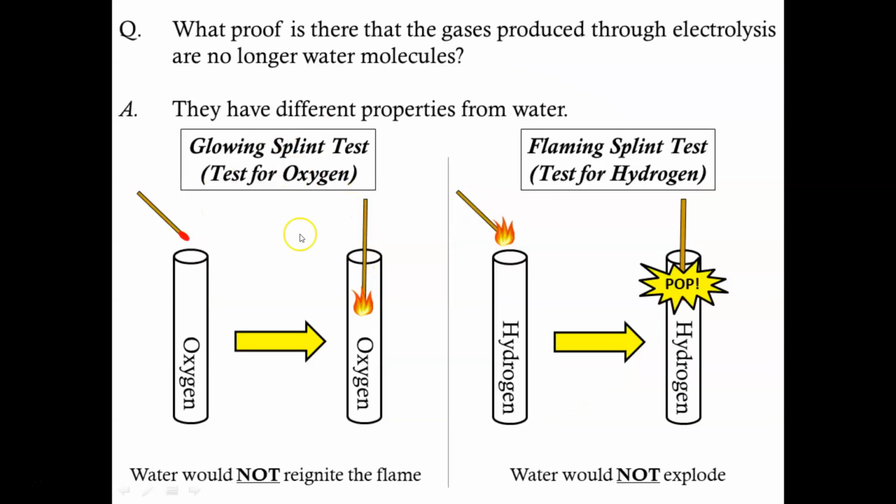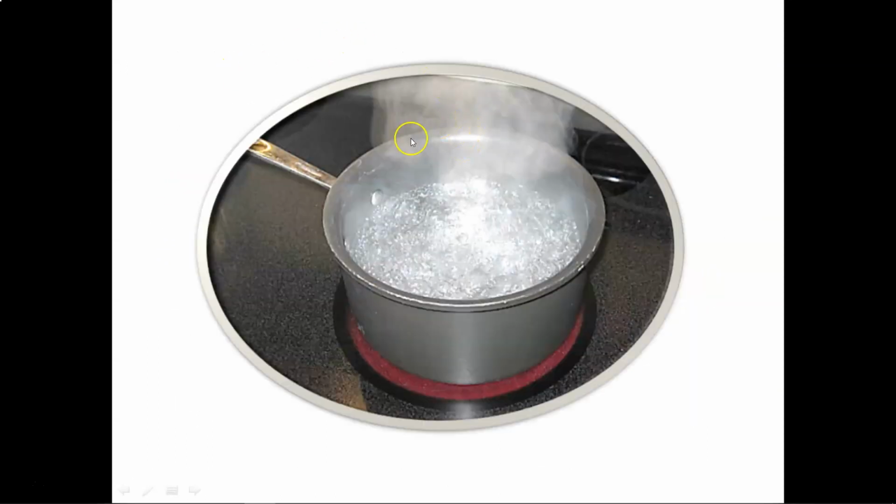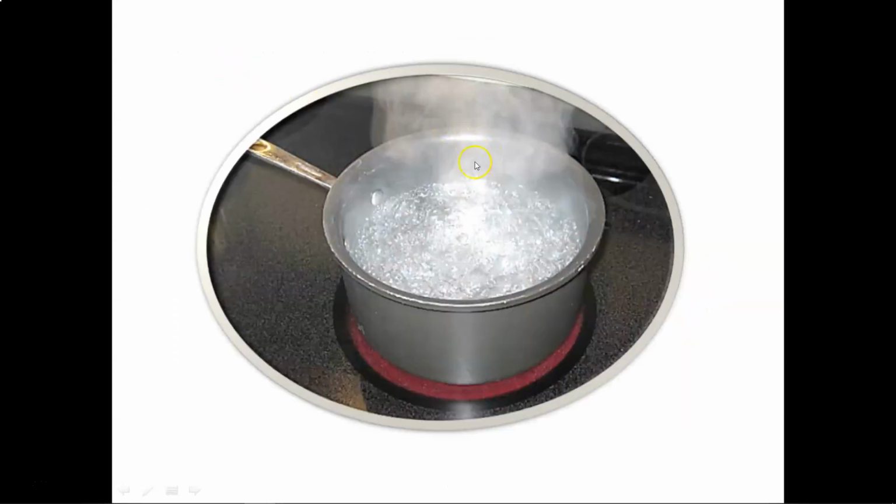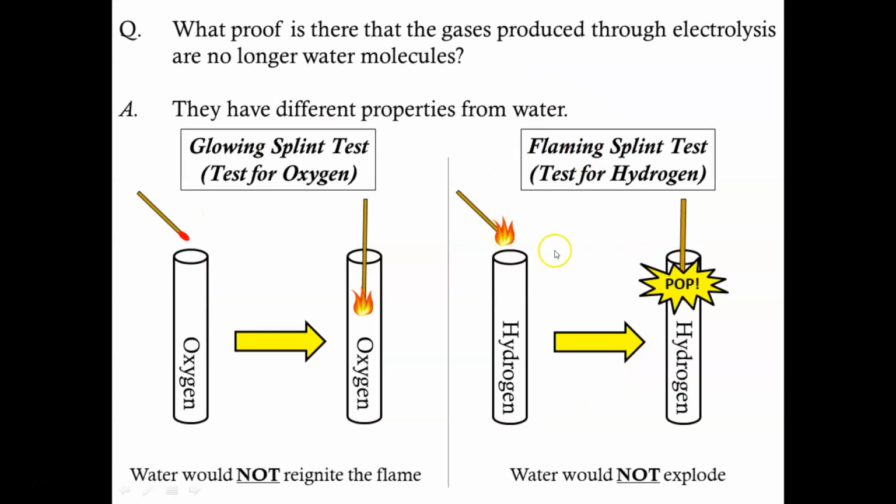So oxygen and steam have two different properties. You put a glowing splint into oxygen, it will burst into flames. You put it into water that is gaseous, so steam, it will not. Two different properties, therefore it must be two different substances. Now, if you try to put a flaming splint into hydrogen, the hydrogen will explode, making a popping sound. But if you put a flaming splint into the steam, it's going to go out. Once again, two different properties for two different substances.